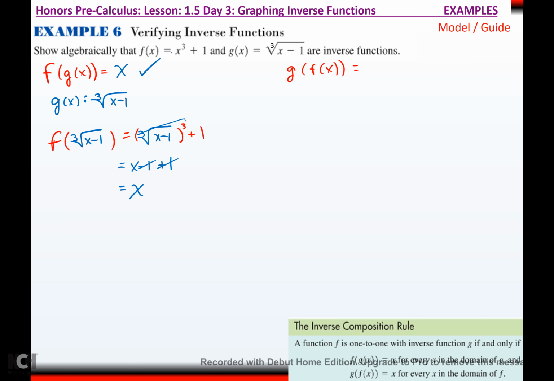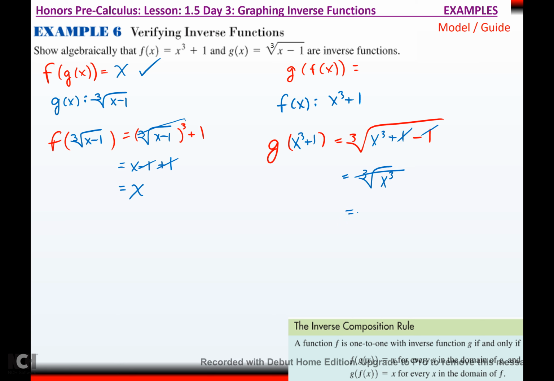So far, so good. But I still don't know if they're inverses until the other one checks out. So I have to find g of f of x. So I'm starting with f of x this time, which is x cubed plus 1. And I'm taking it to the g function. The g function says cube root of whatever you brought minus 1. And I'm bringing x cubed plus 1. Simplify, the ones cancel, and I have the cube root of x cubed. Those cancel, and I get the identity. So since both of them do, yes, I've proven that those two functions are inverses to each other.